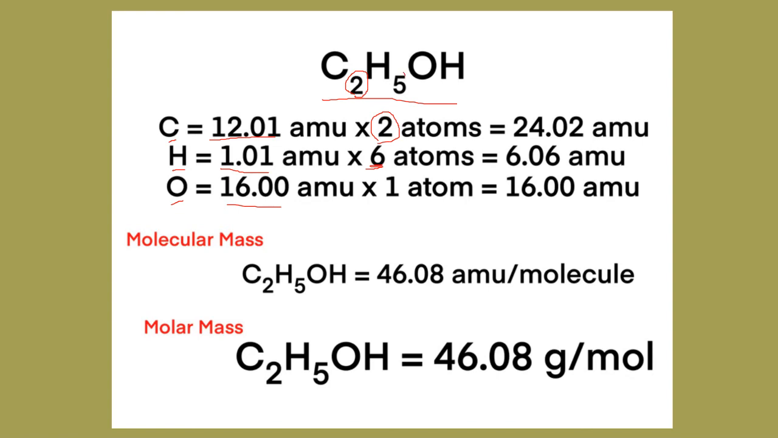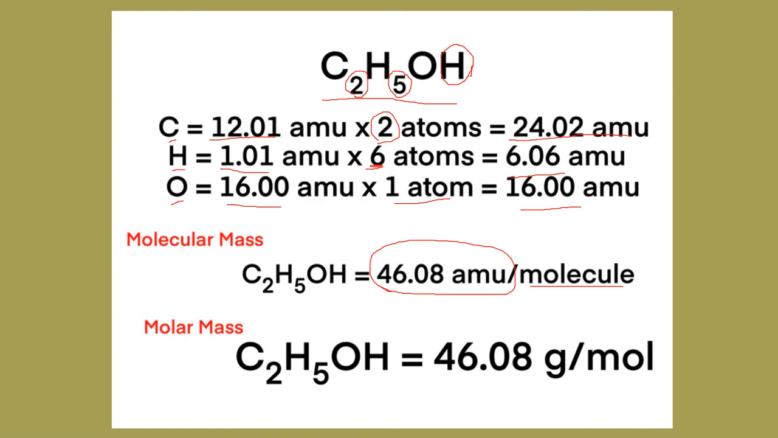Maybe you will find here 5, but you see there's another 1 hydrogen here. That makes it 6 atoms. And oxygen has 1 atom only. And then multiply, you get 24.02 for carbon, 16.06 for hydrogen, and 16 AMU for oxygen. Now, add everything, you will get 46.08 AMU per molecule.